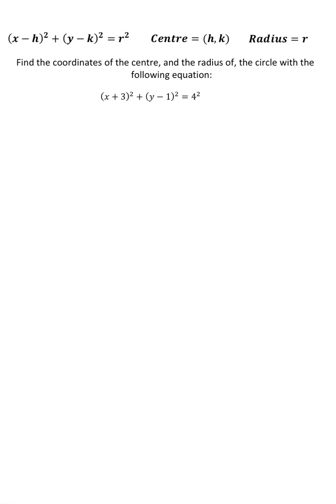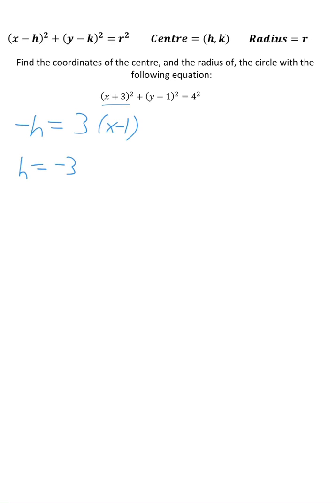Let's have a look at this one here. Here we're given the equation of the circle and we need to find the coordinates of the center and the radius. From our formula, minus h will be equal to 3 from the x plus 3. That means h has to be equal to minus 3, because I multiplied across by minus 1, because you can't have a negative in front of the variable that you're looking for.